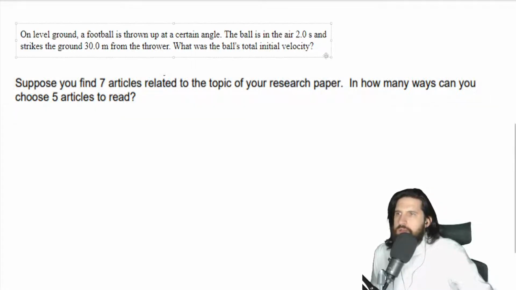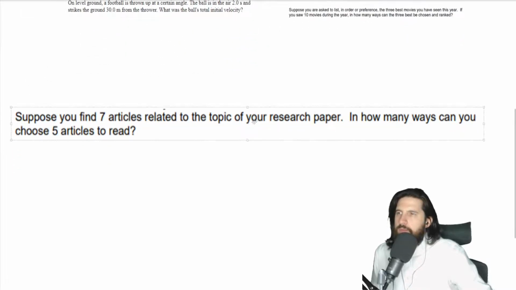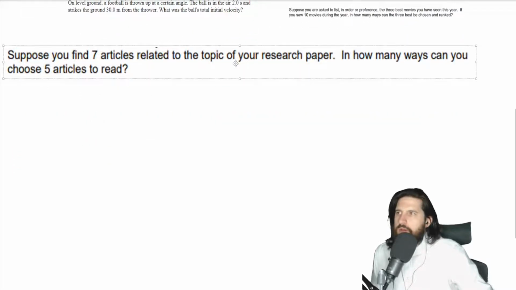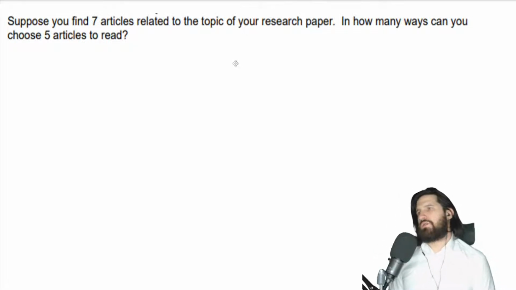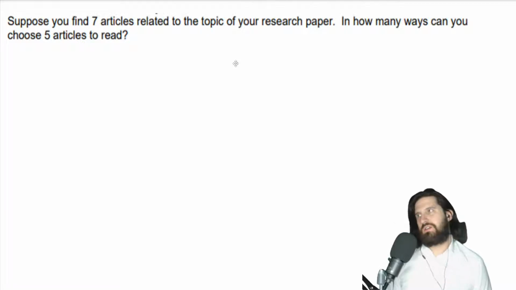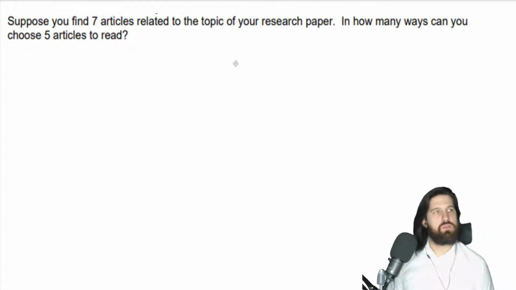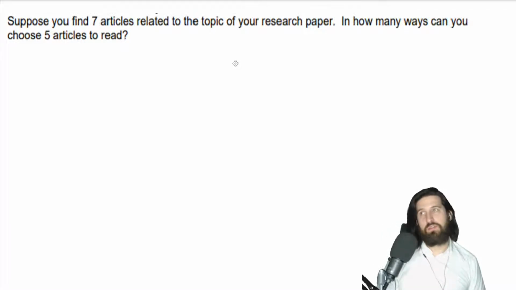Okay, let's actually try the second one here. Try this. Suppose you find 7 articles related to the topic of your research paper. In how many ways can you choose 5 articles to read? Okay. So this is important for knowing, picking 5 out of 7. How many ways can you do that?